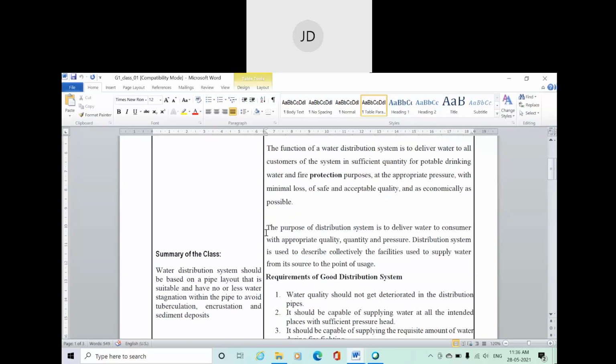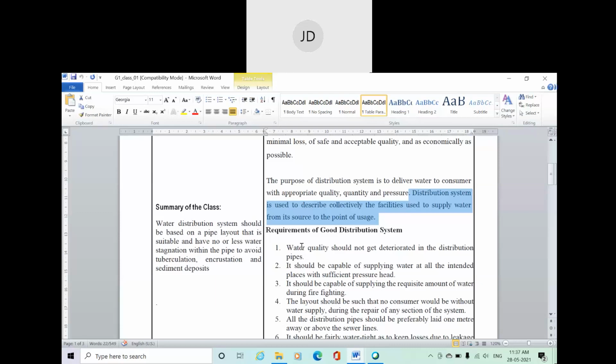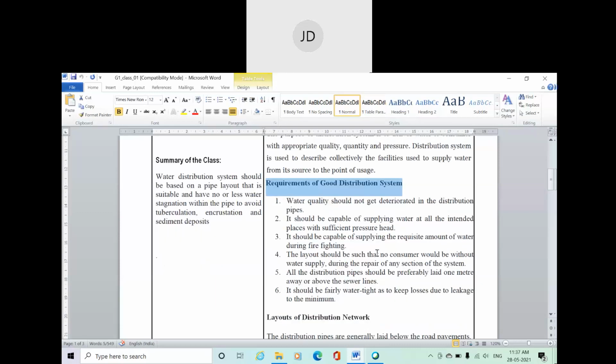The purpose of a distribution system is to deliver water to the customer with appropriate quality, quantity, and pressure. A distribution system is used to describe collectively the facilities used to supply water from its source to the point of use. So that is the general definition of a distribution system: that intermediate process from the point of source to the point of use is mainly described as a distribution system. Now, the significance and requirements of a good distribution system are listed here.